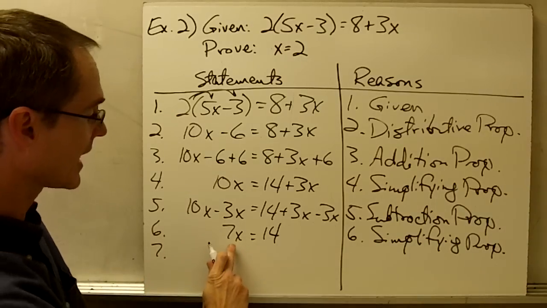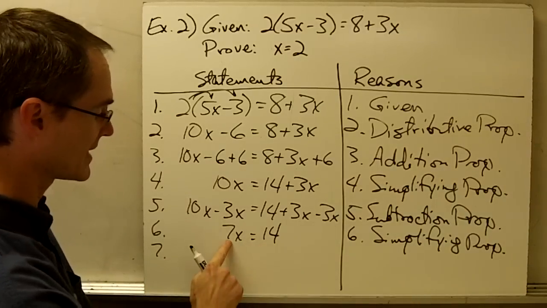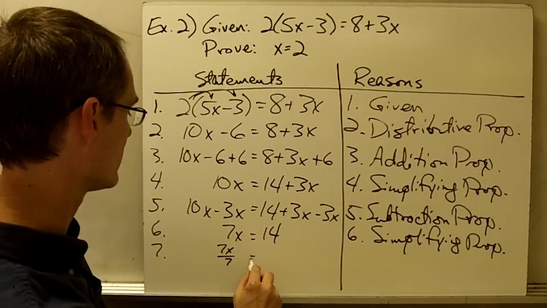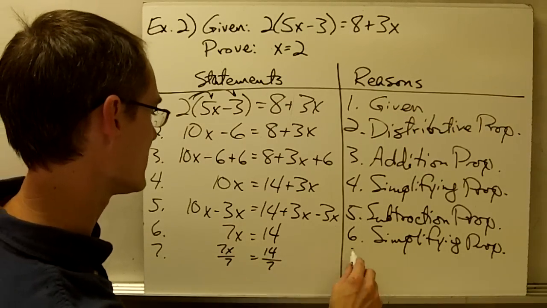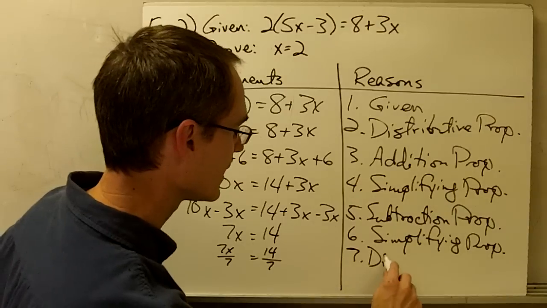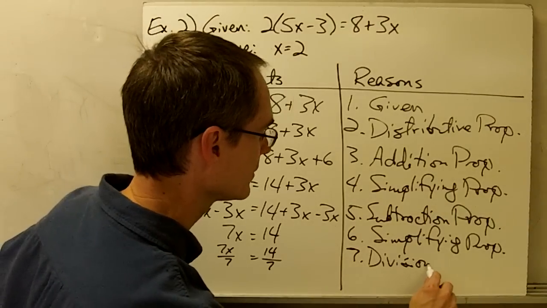And let's see, now I would like to divide both sides of my equation by 7 so that I can get x by itself. So 7x divided by 7, 14 divided by 7. Anytime I divide both sides of my equation by the same thing, I'm using the division property.